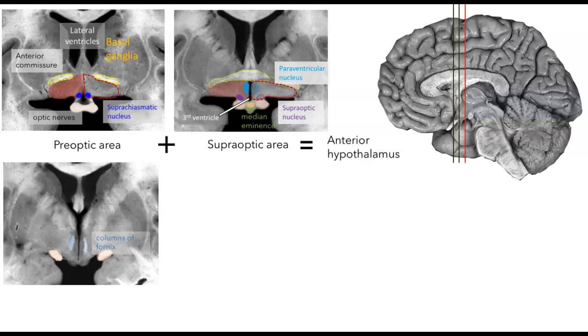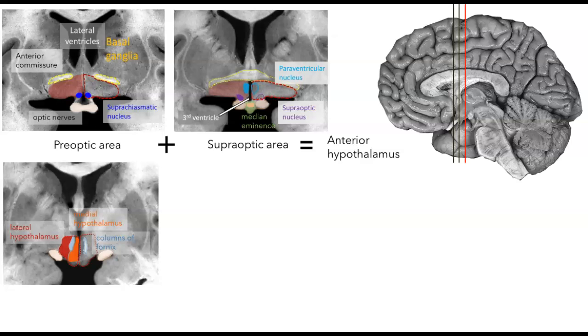This is the columns of the fornix. So remember how there was input from the limbic system that was going to dive down into the hypothalamus? Well, these are the nerve tracts that are carrying that information. And these columns of the fornix separate the hypothalamus into two different regions. We can talk about the lateral hypothalamus, so the part of the hypothalamus that lies to the side. And then on the other side of the fornix, we can talk about the medial hypothalamus.